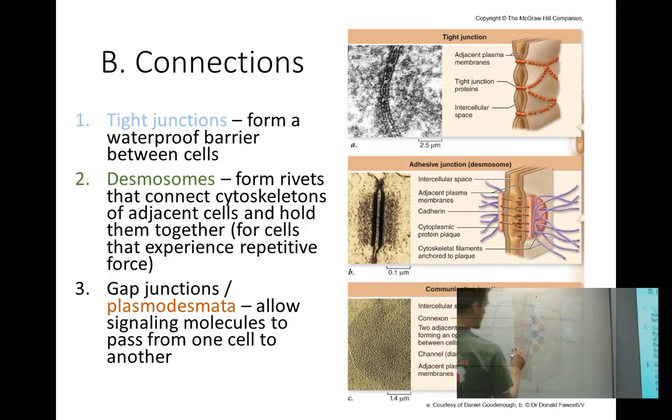Okay, and the last one are called gap junctions in animal cells. Okay, and they aren't used to hold it together, to keep water out. They're actually used for signaling. So this gap junction allows sodium through the cell. And sodium is sometimes used as a signal.